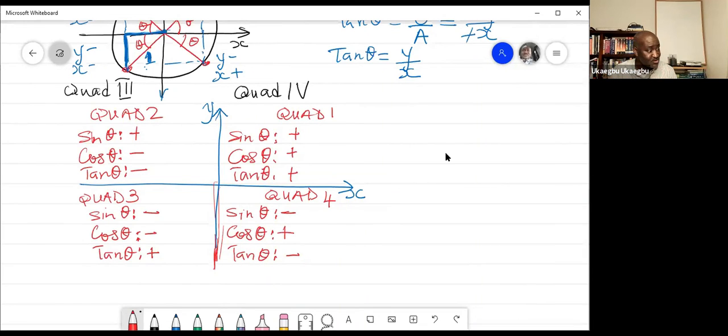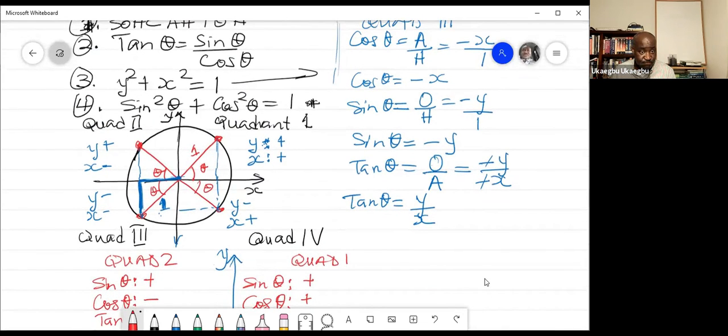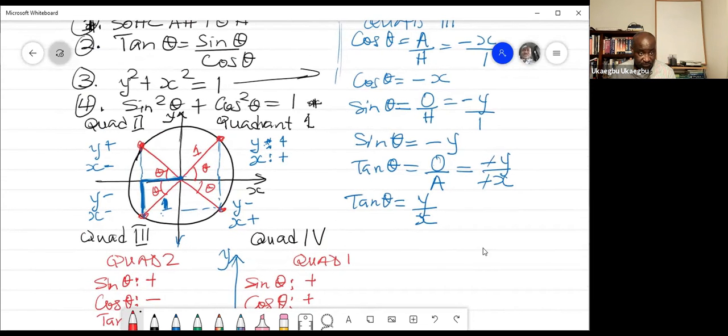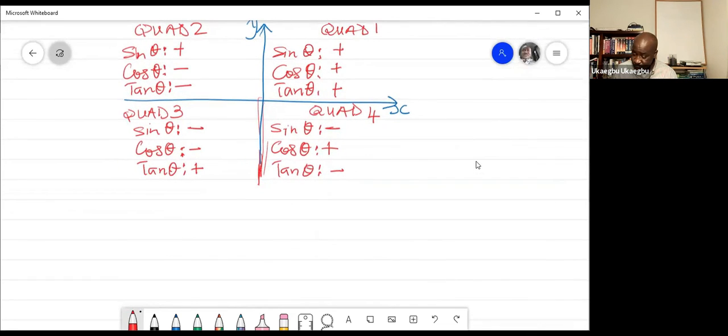So we have our tools ready. So now we are going to use our trigonometric identity of unit circle. That's what we are going to use right now. So let's do example 1. Example 1.